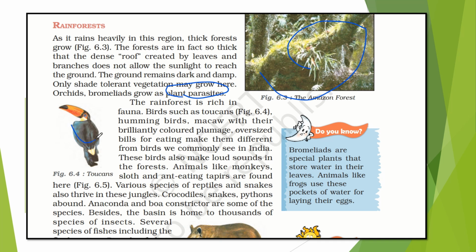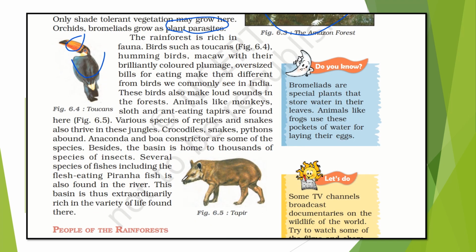You can see here the picture of a toucan, which has a big and wide beak. Toucans, hummingbirds, and macaws with their brilliantly colored plumage and oversized bills make them different from other birds we commonly see in India. These birds also make loud sounds in the forests. Animals like monkeys, sloths, and ant-eating tapirs are found here, here is the picture of the tapir. Various species of reptiles and snakes also thrive in the jungles. Reptiles means crocodiles, snakes, pythons abound. Anaconda and boa constrictor are some of the species found here.